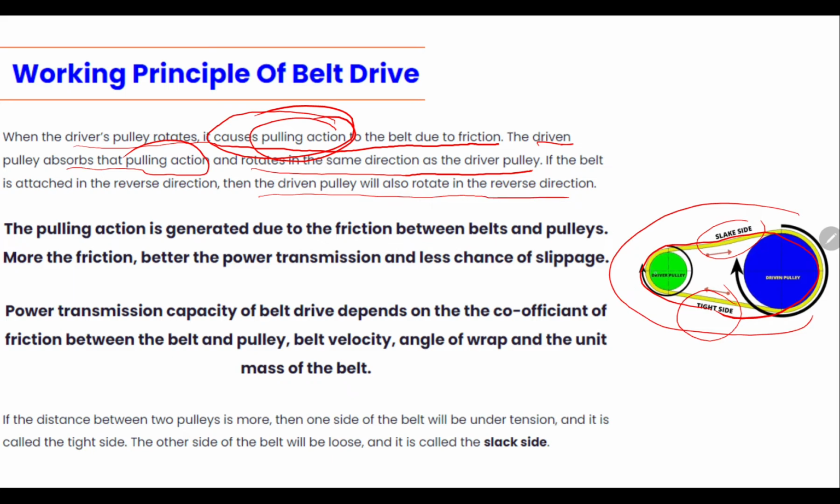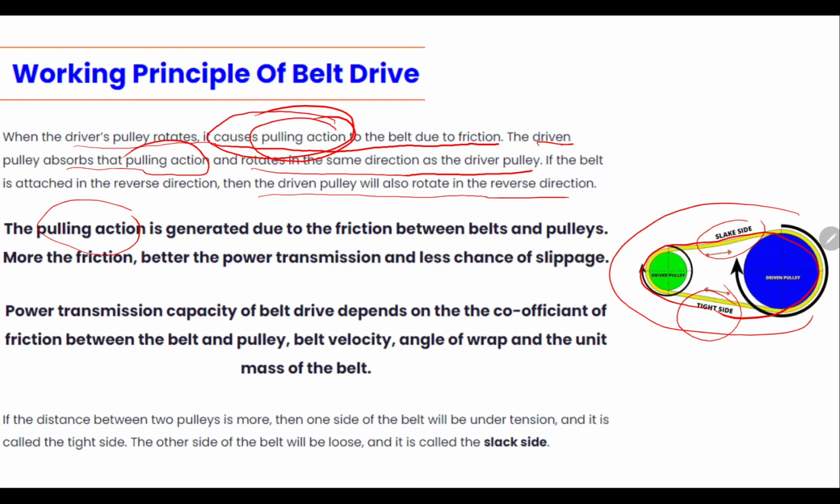Whatever direction the driver pulley is rotating in, as per this arrangement the driven pulley is also rotating in the same direction, or you can reverse the direction. If the driver pulley is rotating in the anti-clockwise direction, then the driven pulley is also rotating in the anti-clockwise direction. So the pulling action is generated due to the friction between the belt and pulleys.